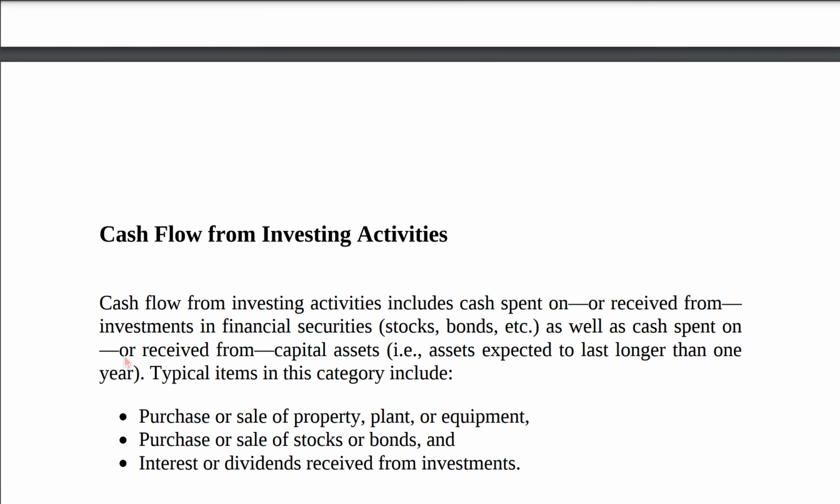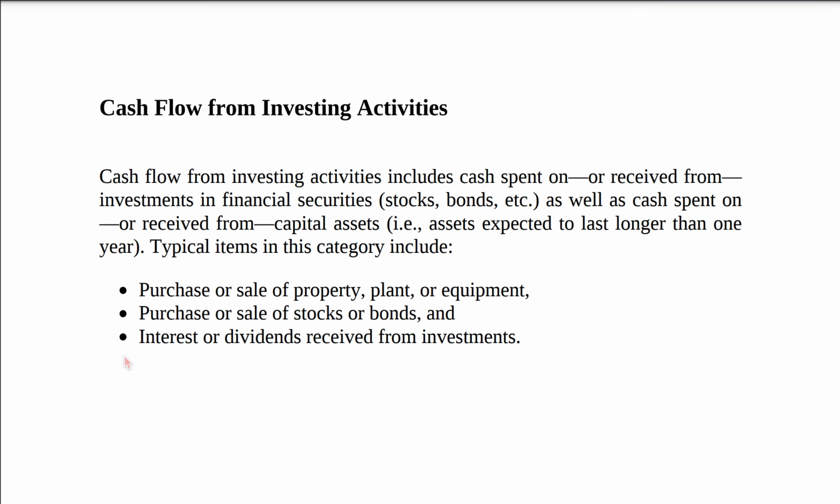Okay, next coming to cash flow from investing activities. Cash flow from investing activities includes cash spent or received from investments in financial securities, that is stocks, bonds, etc., as well as cash spent on or received from capital assets, that is assets expected to last longer than 1 year, that is fixed assets.